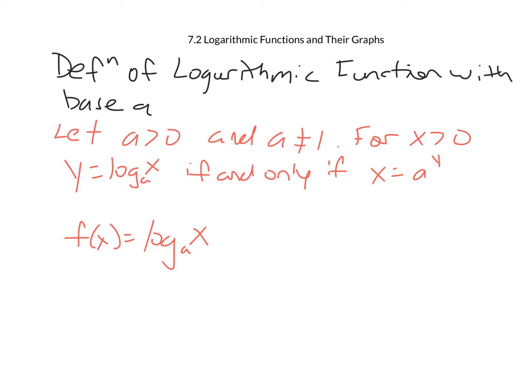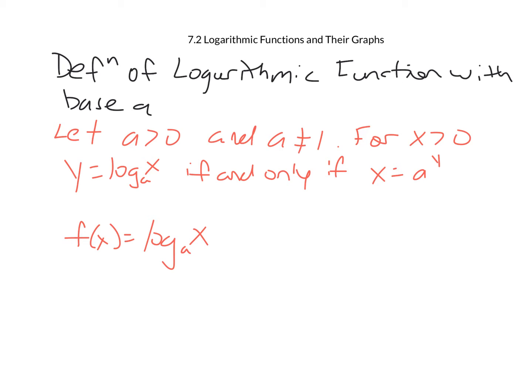Alright, 7.2 Logarithmic functions and their graphs. Definition of a logarithmic function with the base a. So before I tell the definition, a little background. The main purpose of logarithms is to help us with exponential functions. It's another way of writing exponential functions.